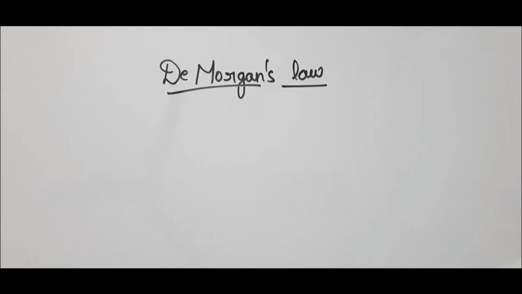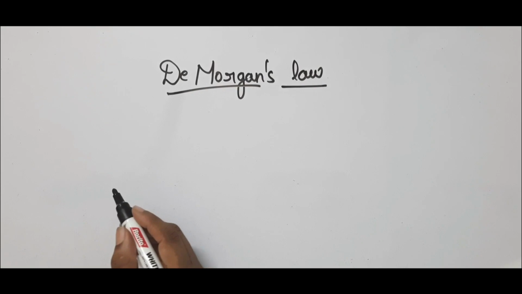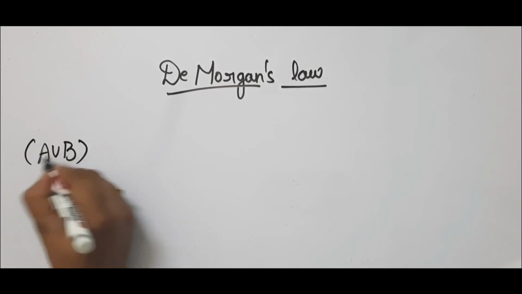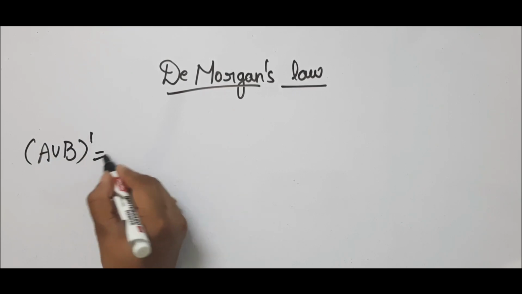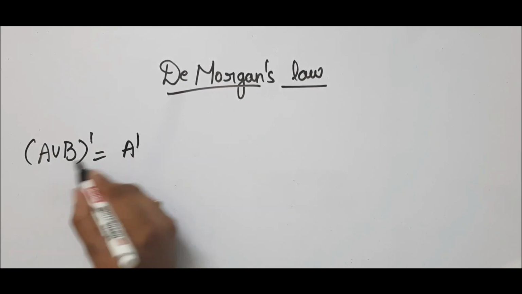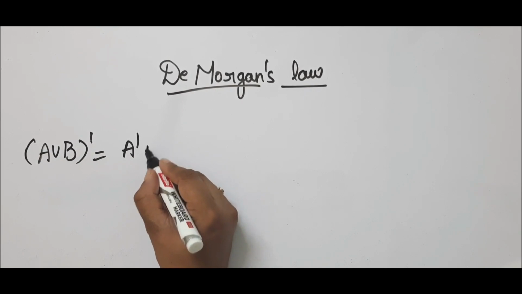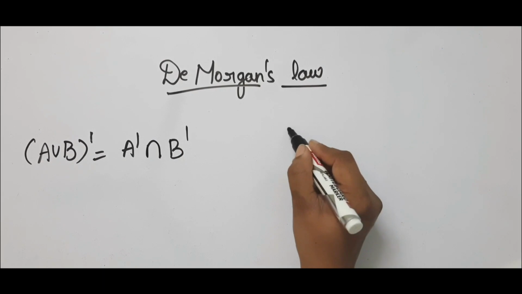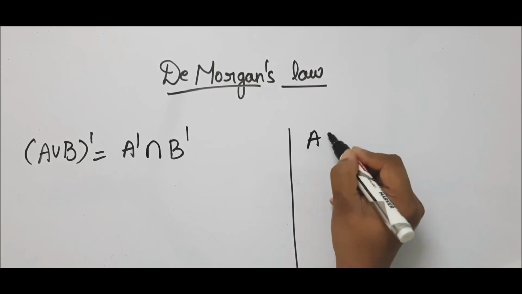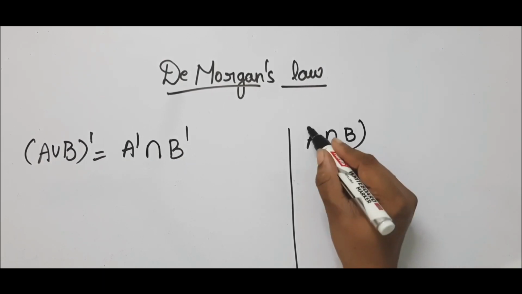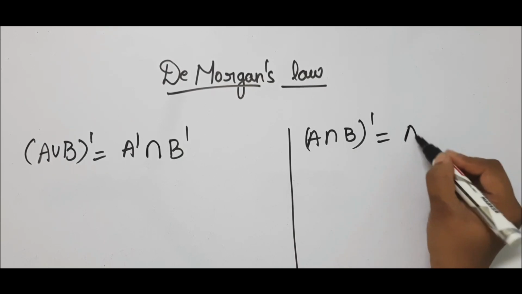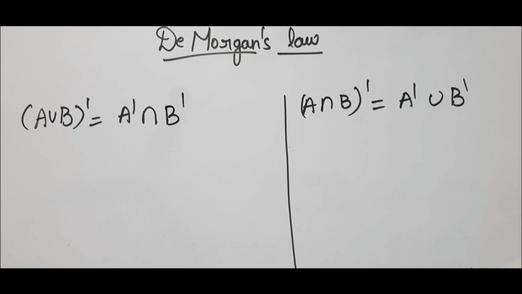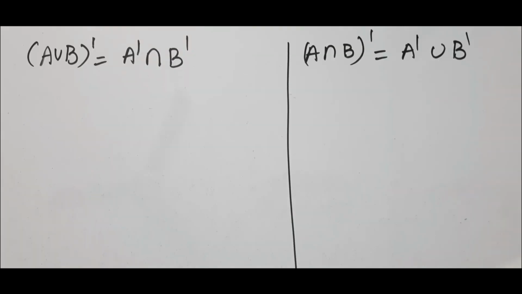De Morgan's law. De Morgan's law is nothing but, in case of union, A union B whole complement will be, as complement is there, A complement. Here the union symbol is there, this becomes intersection B complement. Similarly, in case of intersection, A intersection B whole complement will be A complement union B complement. Now let us study the proof.